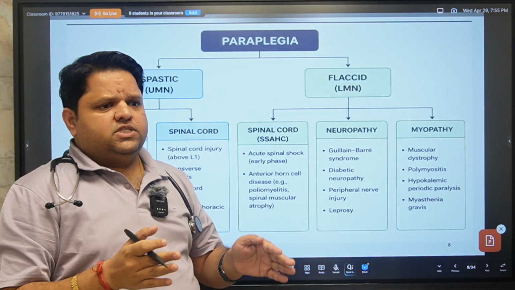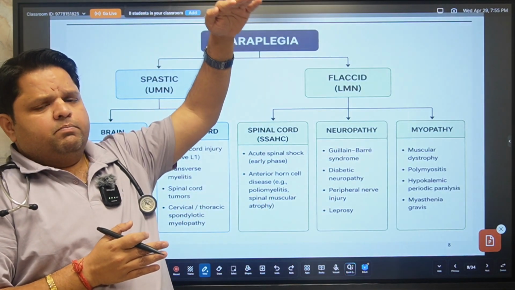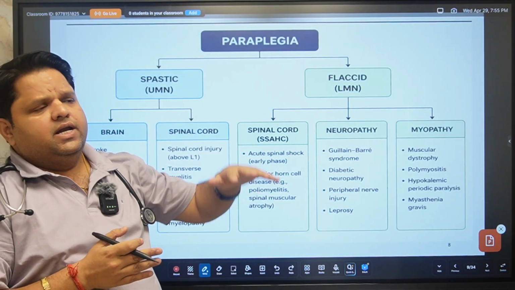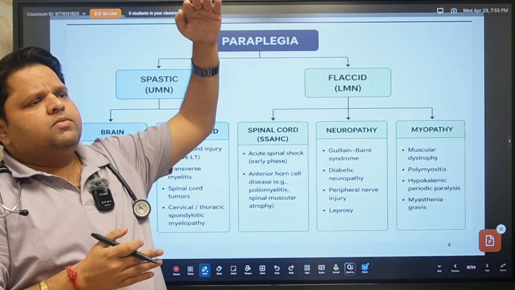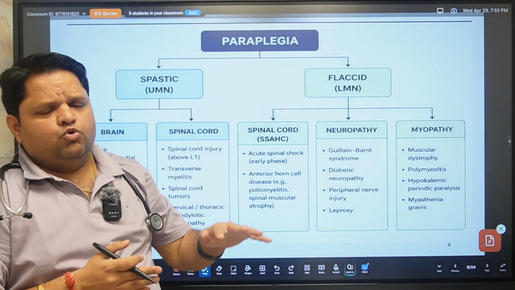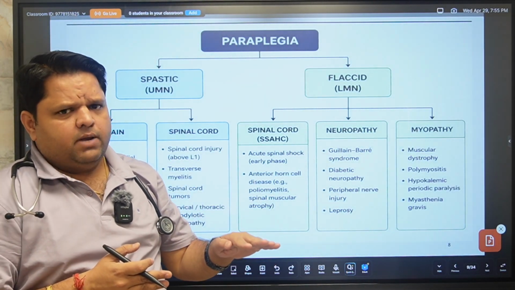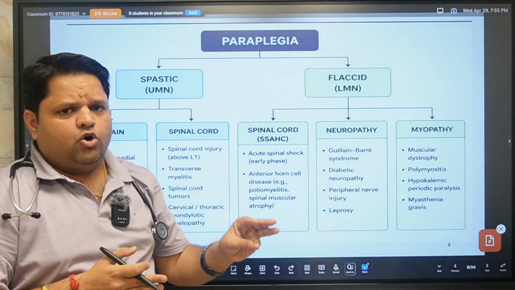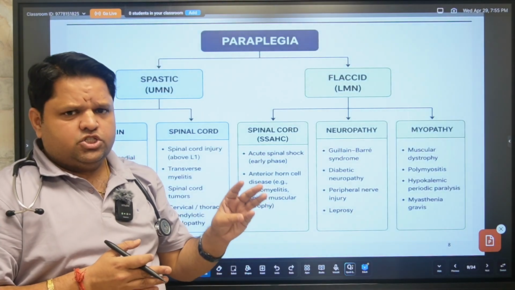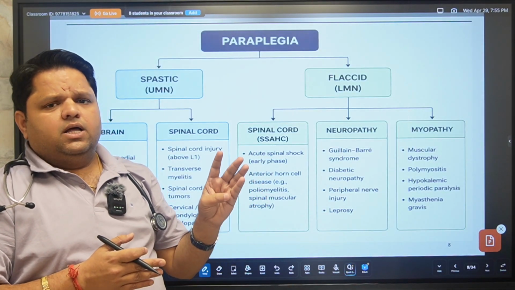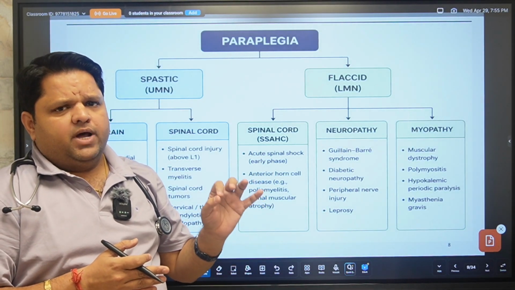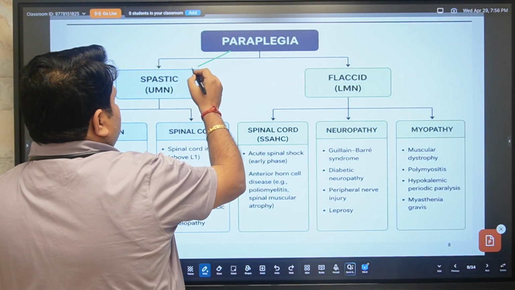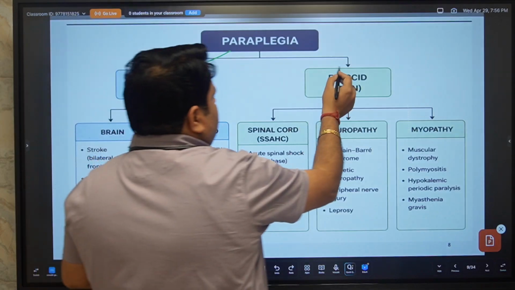So as we see, brainstem, brain, and spinal cord are the upper motor neuron side. Lesion in the spinal cord, brainstem and the brain causes the UMN type of paraparesis or the spastic paraplegia. Lesion after the spinal cord, involvement of the anterior horn cell, neuromuscular junction, nerves, plexus and the muscles causes the LMN type of paraparesis or the flaccid type of paraparesis. So paraplegia or paraparesis is of two types, spastic and flaccid.